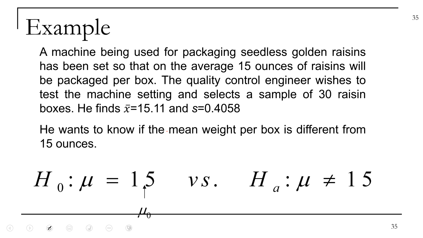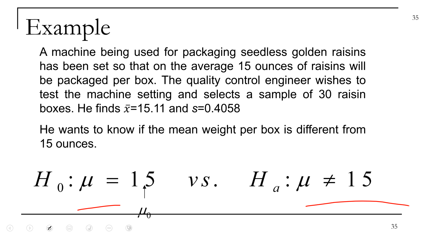So we have a big box of raisins, golden raisins, 15 ounces, and we want to see if the machine's filling the box of raisins correctly. So this says machine okay versus machine not okay. Mu naught is a hypothesized value. Is 15 ounces being given in the box on average, or is it not 15 ounces? Machine okay versus machine not okay. And we have some sample data.